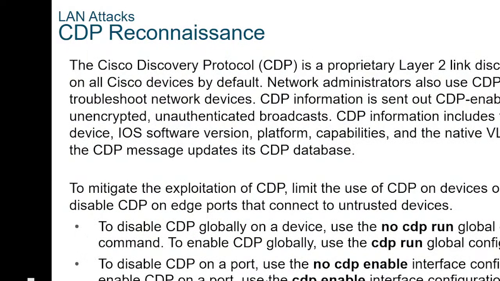So we look at CDP. We also have LLDP, Link Layer Discovery Protocol. This is the open source counterpart to CDP. Notice that LLDP has different commands: no LLDP transmit, no LLDP receive. So I could actually turn it off one way and not the other. On CDP, it's either on or off. But I can turn it off on the switch globally and on the port. So it's just a different implementation of both.